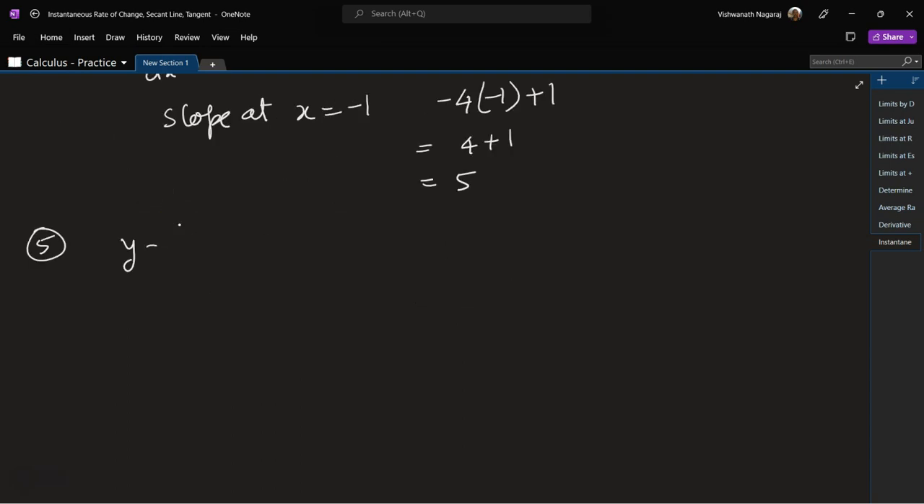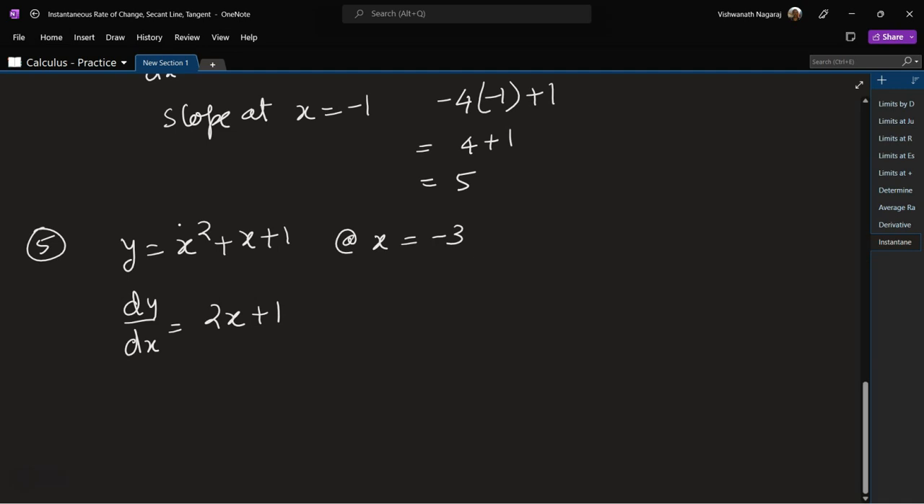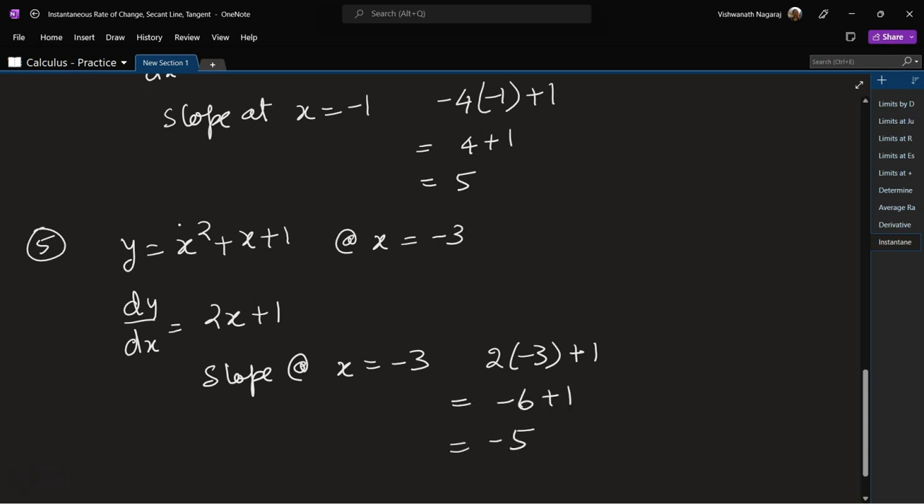Fifth one, y is equal to x squared plus x plus 1. And we have to figure out the instantaneous rate of change at x equal to minus 3. So dy by dx is equal to 2x plus 1, and the slope at x equal to minus 3 would be 2 times minus 3 plus 1, which is equal to minus 6 plus 1, which is equal to minus 5.